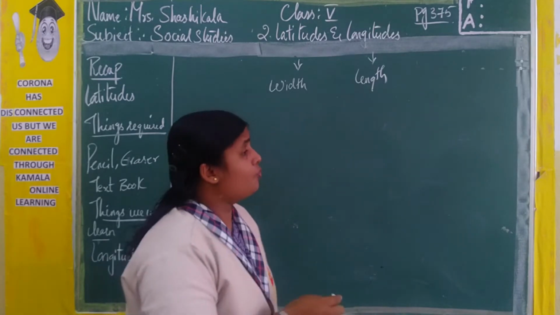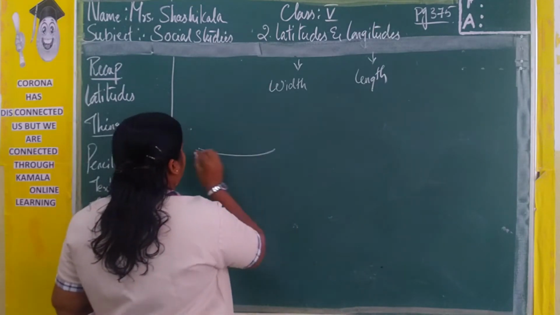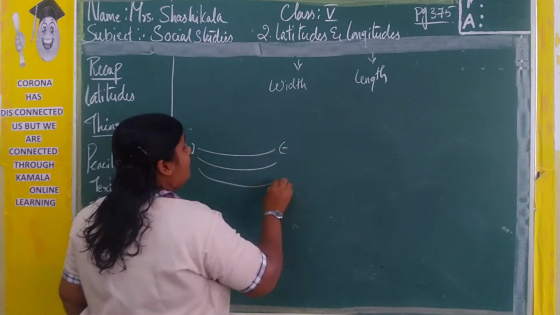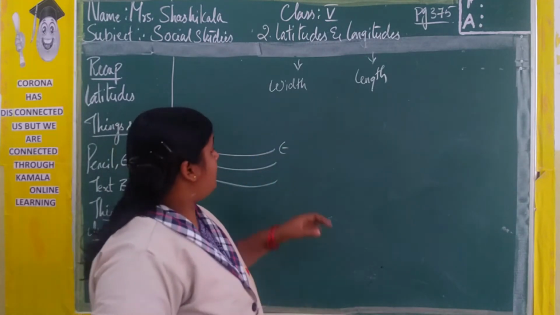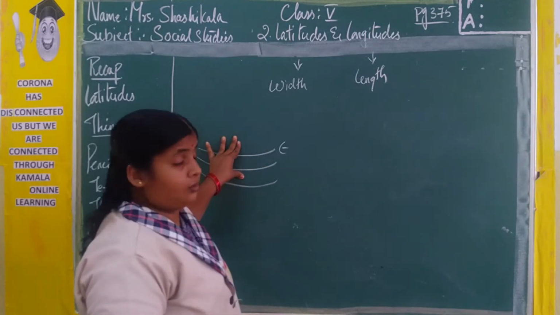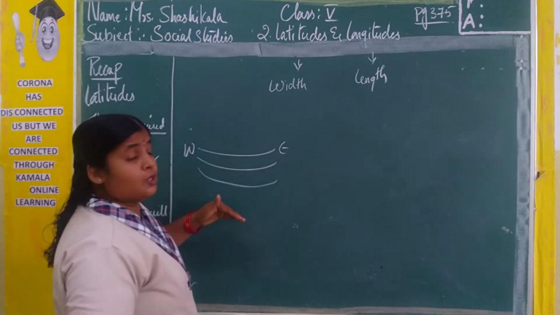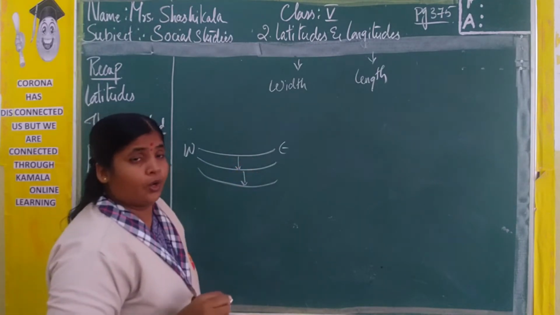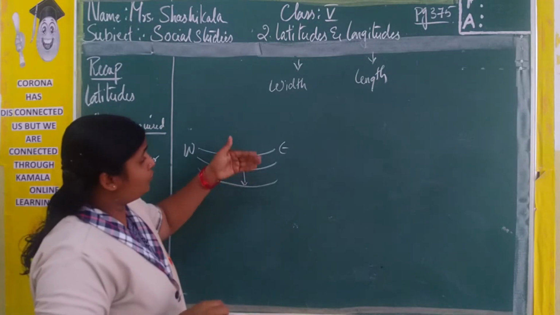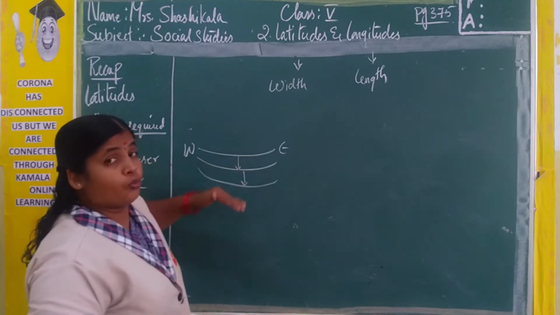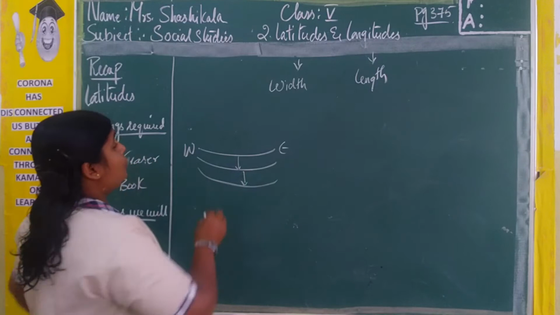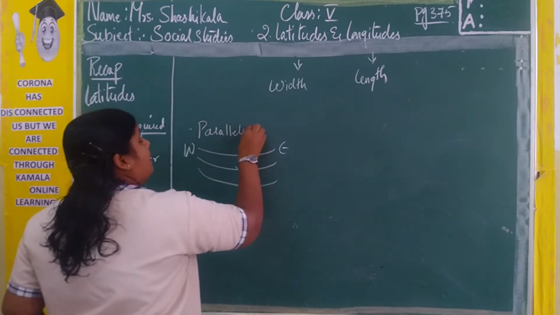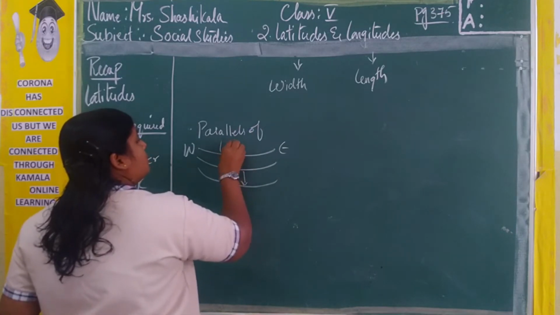In the last class we discussed that latitudes are the lines which move from east to west. The lines which move from east to west are known as latitudes. As they are parallel, they are not joining with each other. They are separate, so we cannot see these two lines joining at one point. There is an equal gap between the two lines, and these lines are opposite to each other. So these latitudes are also known as parallels, parallels of latitude.